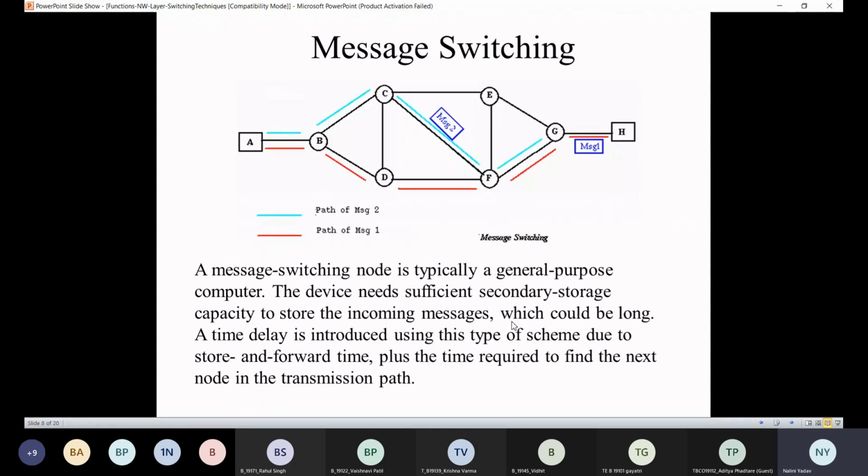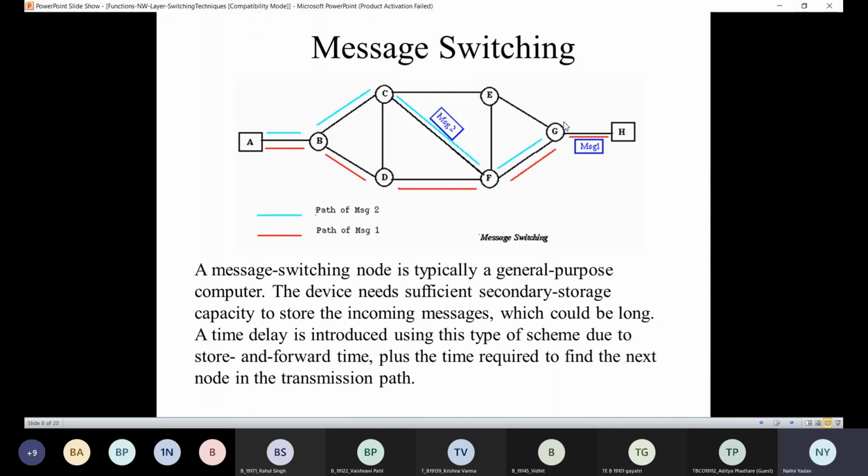So look at the screen, it is a message switching technique. You can see the path of message 2, which is in blue color. With this path, message 2 is getting forwarded to the destination. And similarly, message 1, even though it has to reach the same destination, is still following a different path. So in message switching, the nodes are like general purpose computers.